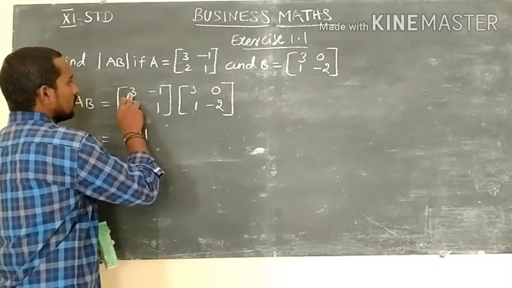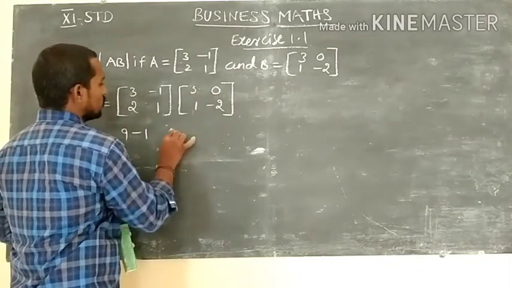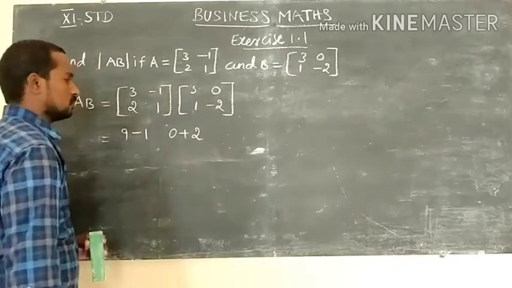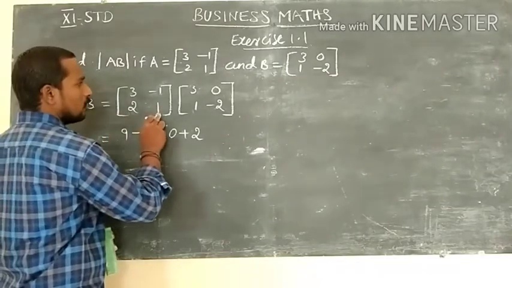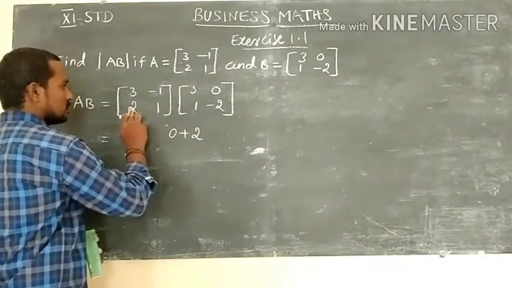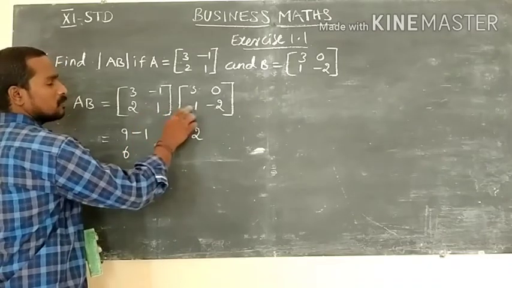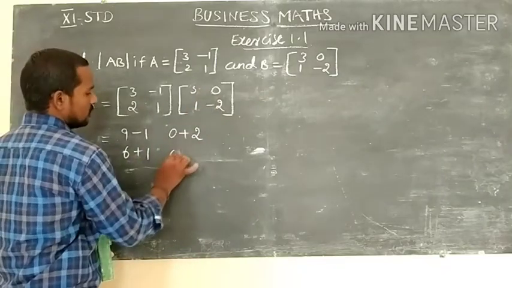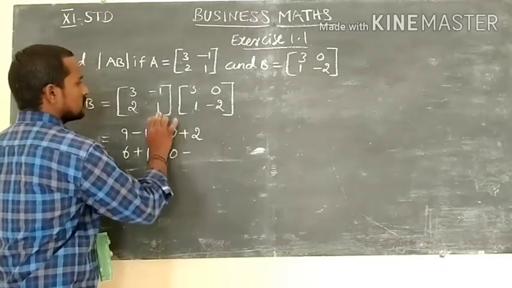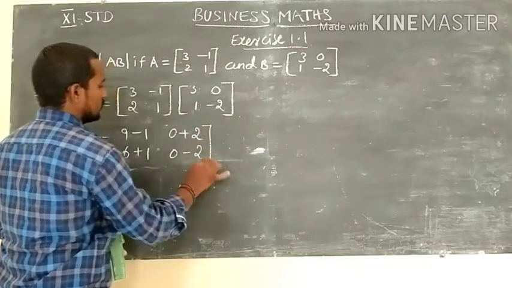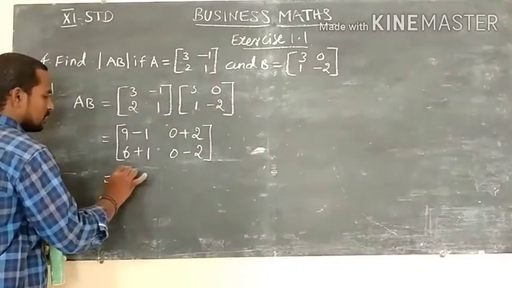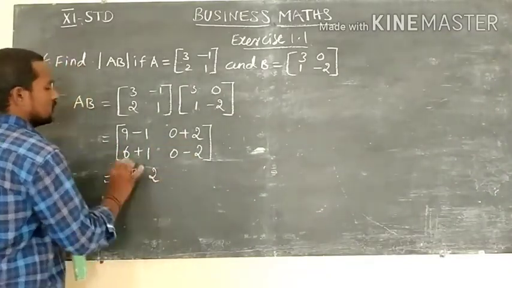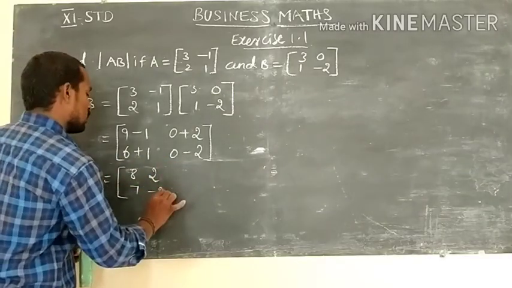Consider the second column: plus into plus plus, 3 into 0, 0, and minus into minus plus, 1 2s are 2. Then consider the second row and first column: plus into plus plus, 2 3s are 6, plus into plus plus, 1 1s are 1, plus into plus plus, 2 zeros are 0, and plus into minus minus, 1 2s are 2. So making the simplification, 9 minus 1 is 8, 0 plus 2 is 2, 6 plus 1 is 7, and this is for minus 2.